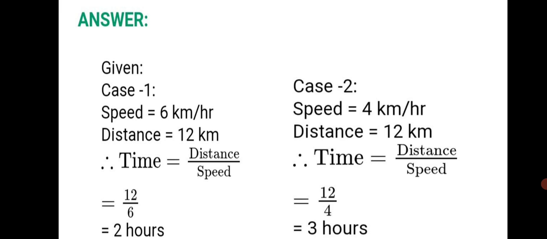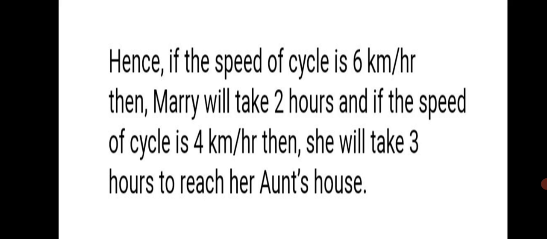So your final answer. Hence, if the speed of the cycle is 6 km per hour, then Mary will take 2 hours. And if the speed of the cycle is 4 km per hour, then she will take 3 hours to reach her aunt's house.